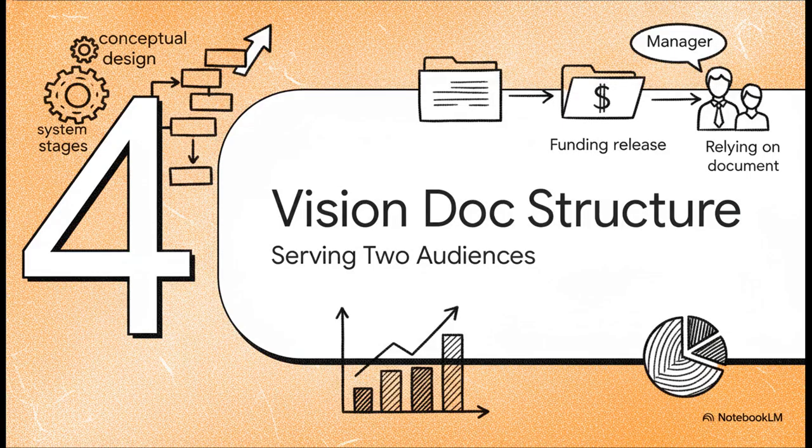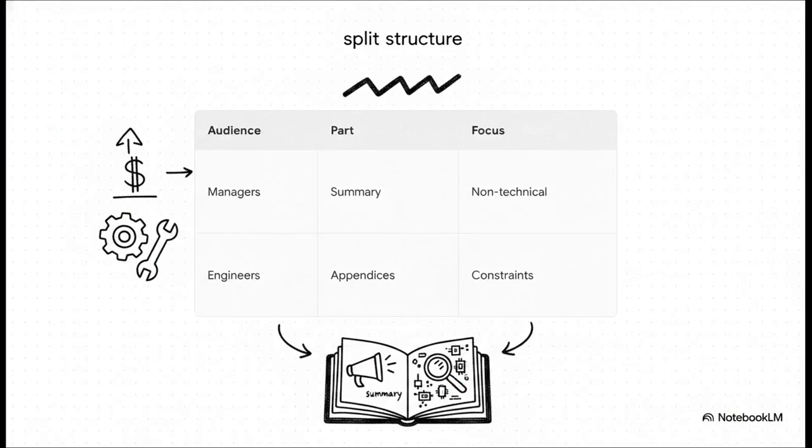Right, let's jump to Section 4, Structuring the Vision Document. Because the system vision document is read by completely different groups of people, it needs a dual structure. On one hand, you have the senior decision-makers holding the purse strings. They need a short, non-technical summary focused purely on business benefits. On the other hand, you have your requirements engineers and procurement teams who desperately need the highly technical constraints and architectural details to actually get to work.